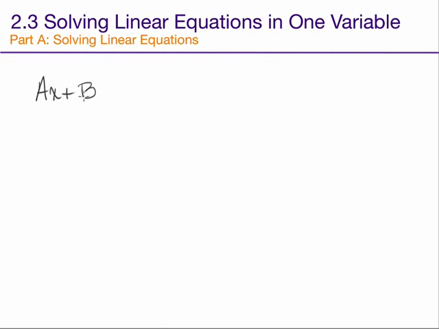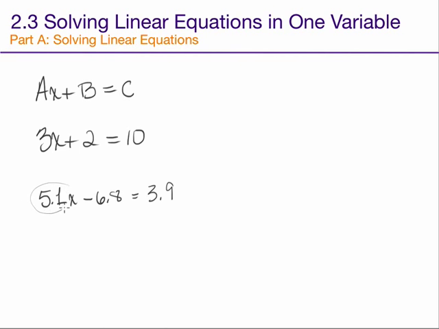ax plus b equals c. And by that, what we mean is, for example, 3x plus 2 equals 10 is a linear equation because it's in this form. A, b, and c are just numbers. Here's another example of a linear equation. 5.1x minus 6.8 equals 3.9. Here's A, 5.1. B is actually negative 6.8. And C is 3.9.